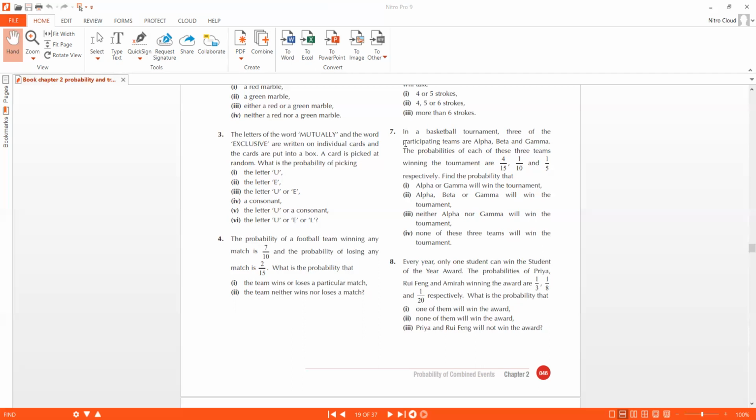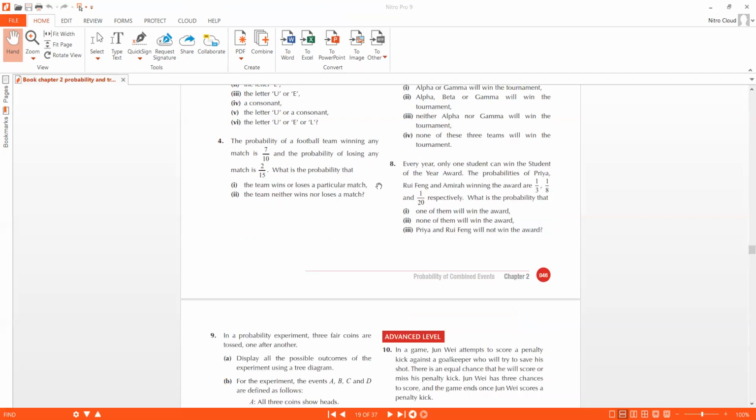Okay. Alpha, beta, or gamma will win the tournament. So we'll have the denominator is 30. So it will be 6 over 30 plus 3 over 30. Okay, you must try it yourself. I'll be sharing the solutions or answers of these questions as well with you, so that you may check the answers as well.